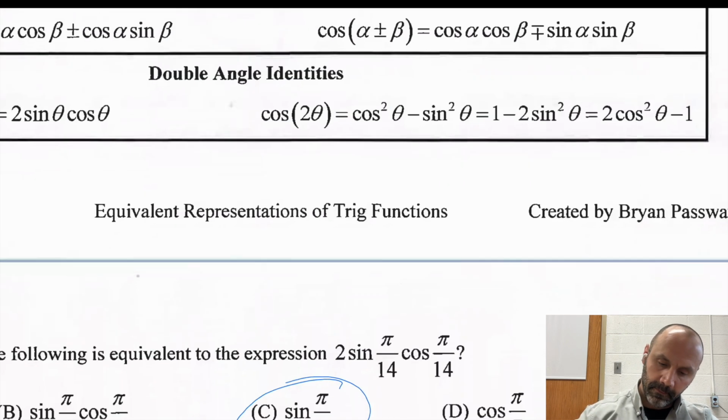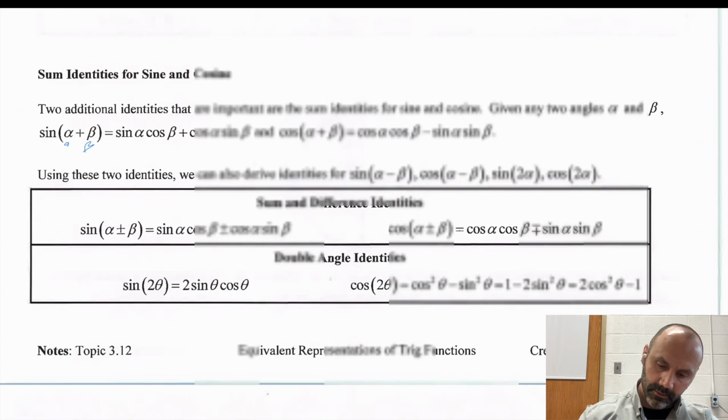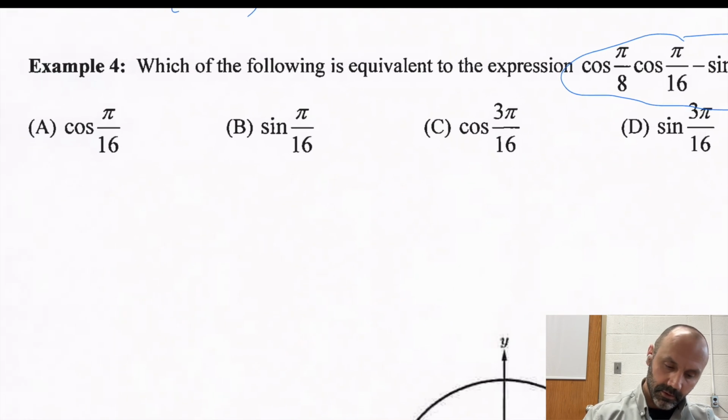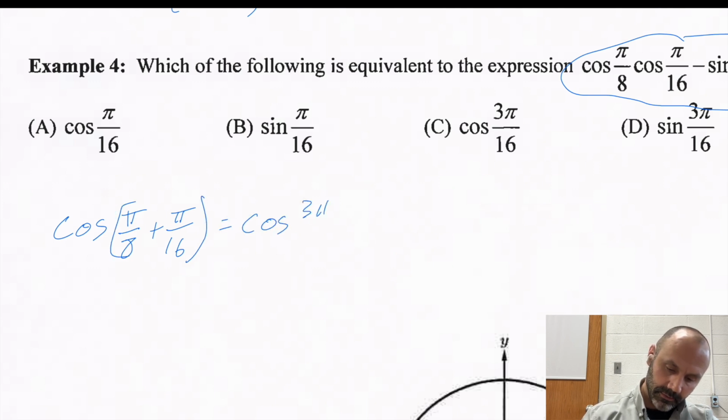So I can rewrite, so what is that? Cosine of alpha plus beta. And careful with those negative signs, right? So cosine of pi over 8 plus pi over 16. So this is going to be cosine of 3 pi over 16.